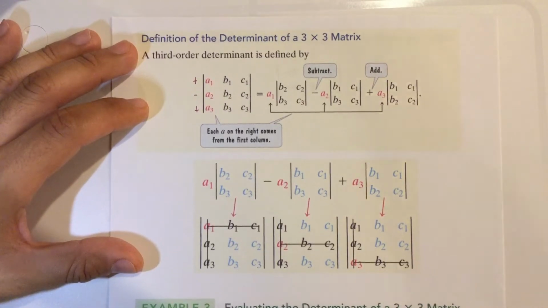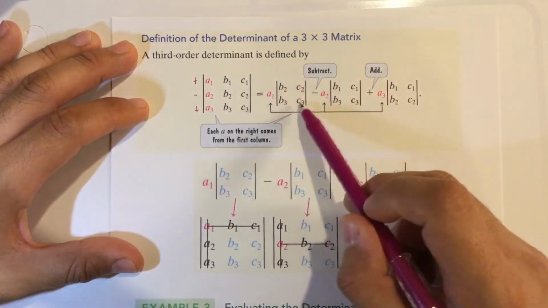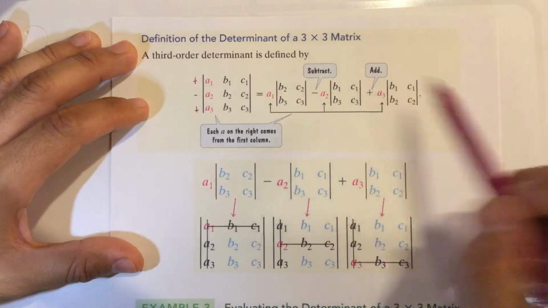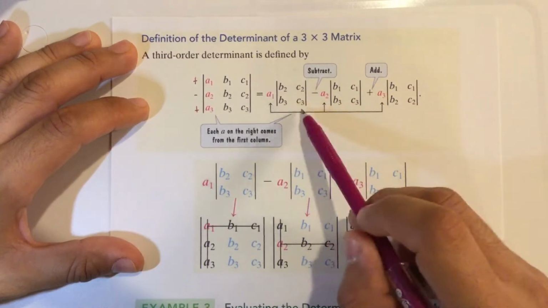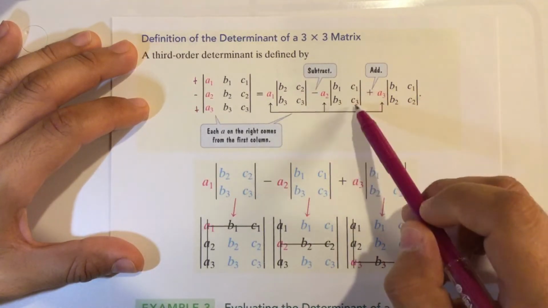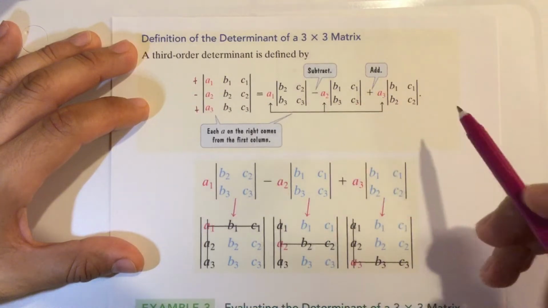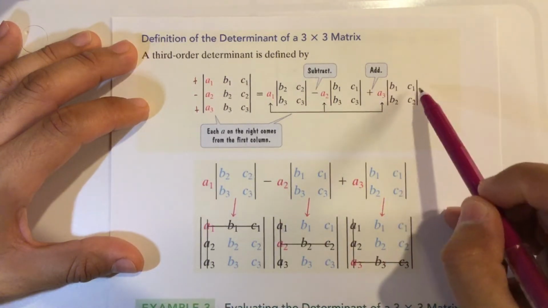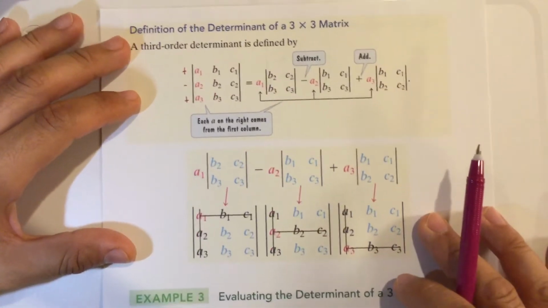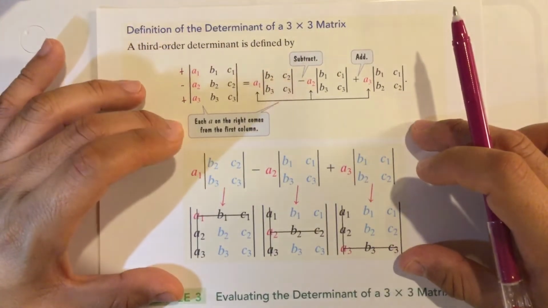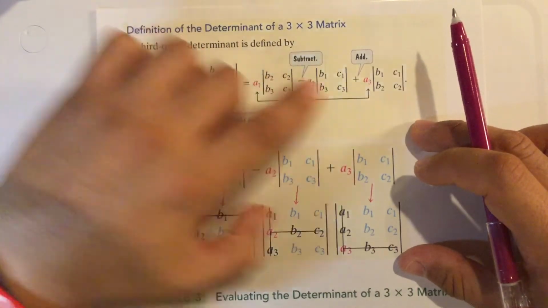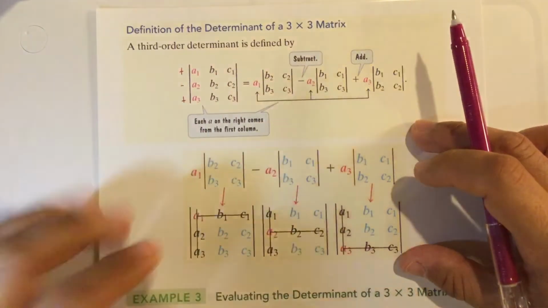Now the next thing is, notice each one of these 2 by 2 matrices that's made is completely different. They're not all the same. B2, C2, B3, C3, B1, C1, B3, C3. Those are not the same letters with the same subscript. B1, C1, B2, C2. So I brought this little chart here so we could see how each little determinant, or every 2 by 2 matrix, was made.